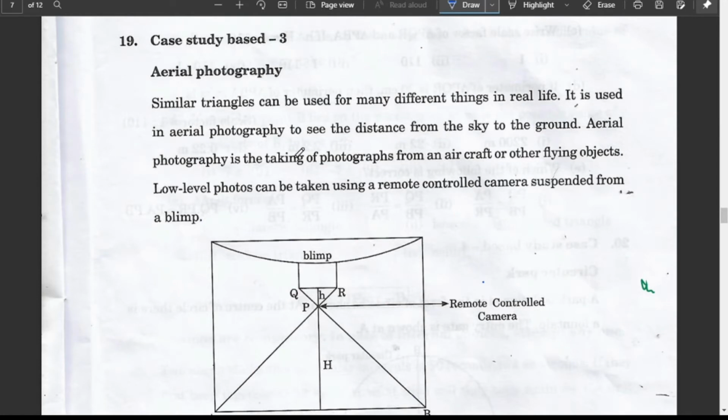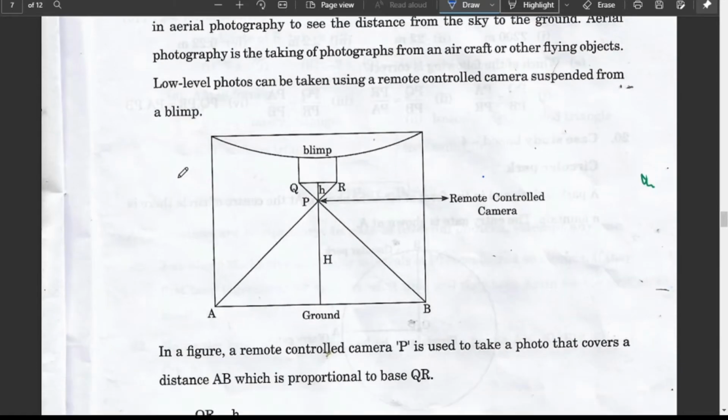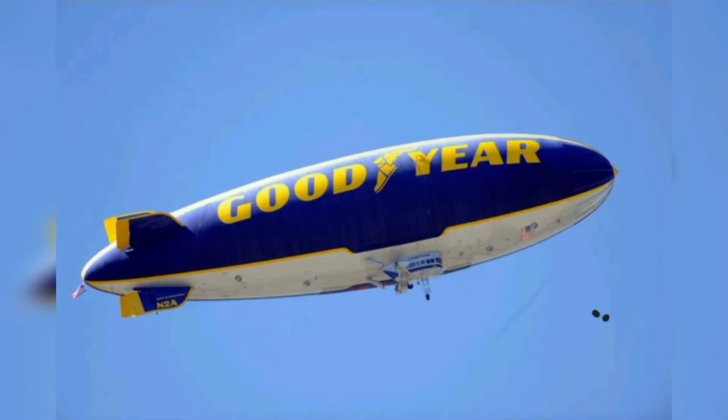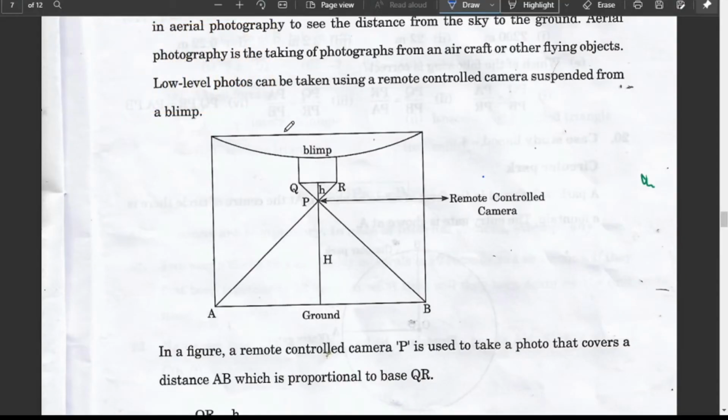Aerial photography is taking a photograph from an aircraft or other flying objects. Low level photos can be taken using a remote control camera suspended from a blimp. Now check out what actually a blimp is. Those who don't know, and those who already know it, good and fine. So here will be the blimp with this camera. According to the question, here we have P, which is the remote controlled camera.